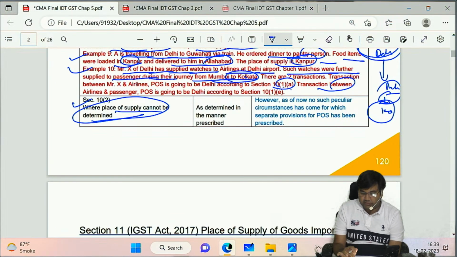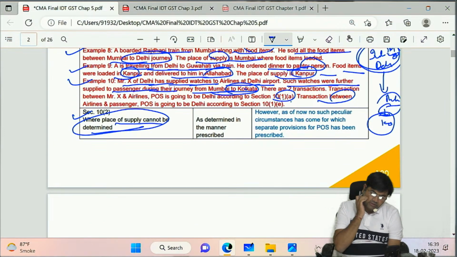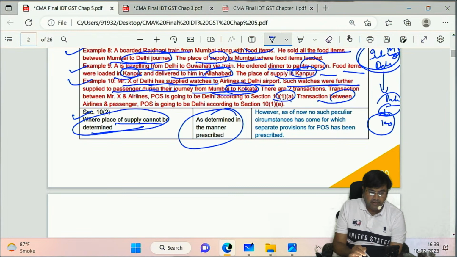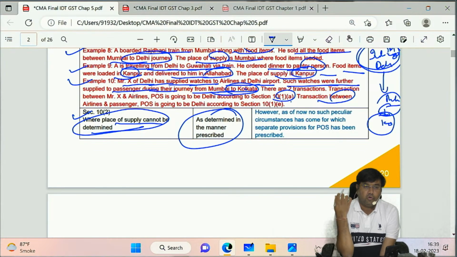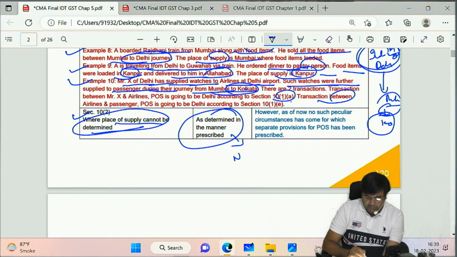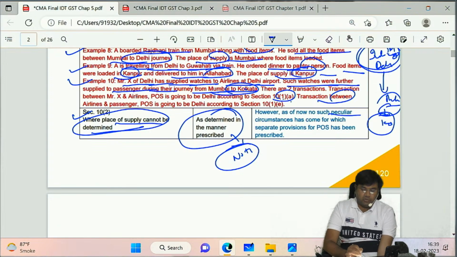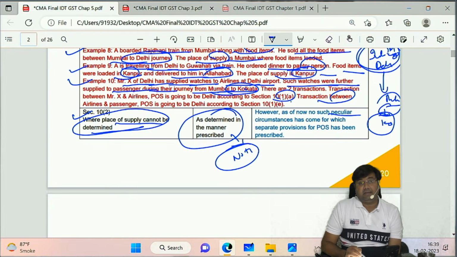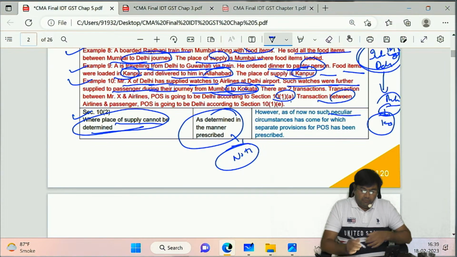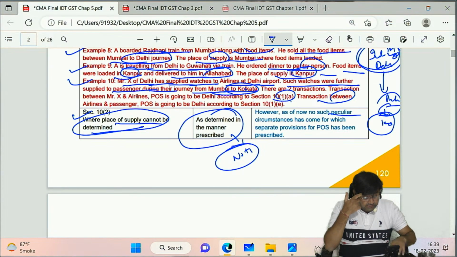So you are unable to determine the place of supply. This basically empowers the government that in such a scenario, if any such supply is brought to the notice of the government, it can prescribe. Till now, the good thing is nothing has been prescribed, as such peculiar circumstances have not come. That's why the government has not notified anything under section 10 subsection 2. Basically it empowers the government to notify and prescribe. Okay, so this completes section 10 completely.